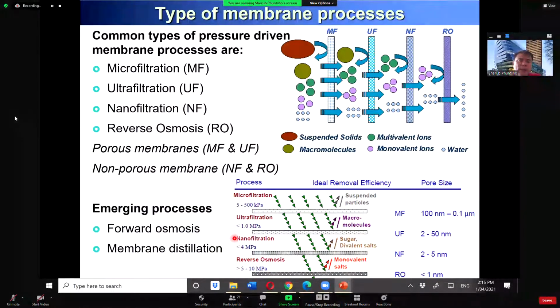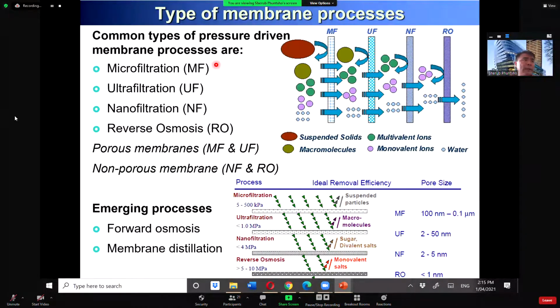That's why the nanofiltration membranes and reverse osmosis membranes are considered non-porous membranes. If you look through the technology that we have, a microscope, you can't see the pores. But if you study the cross section of microfiltration, ultrafiltration, especially microfiltration, you can clearly see the pore size.